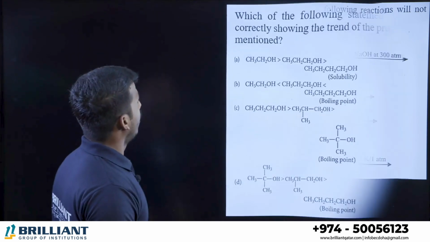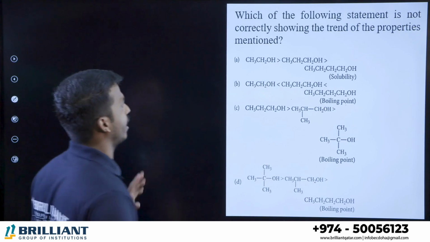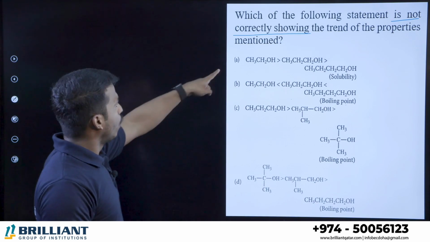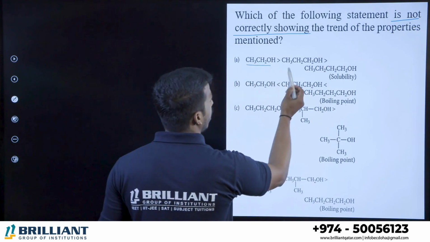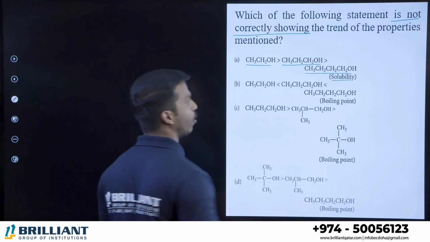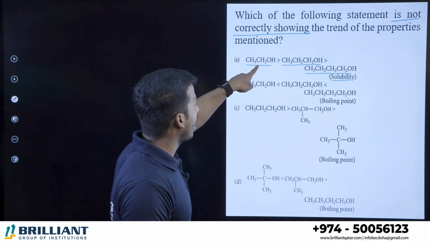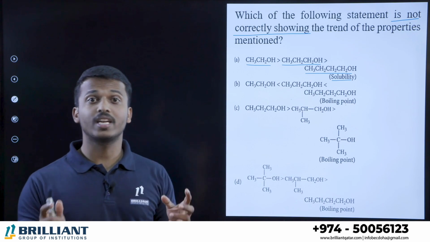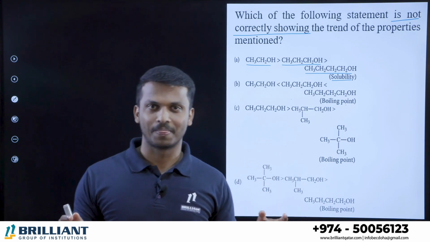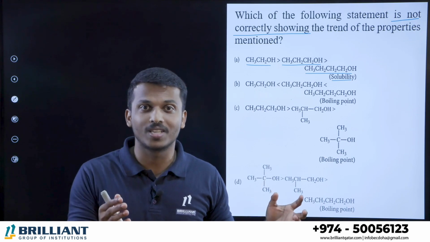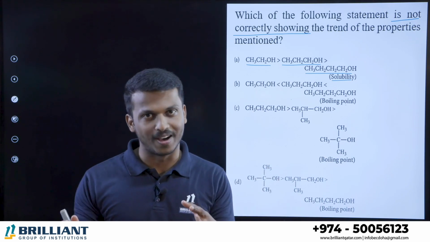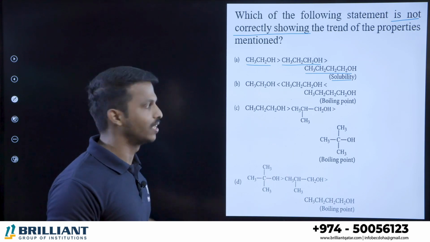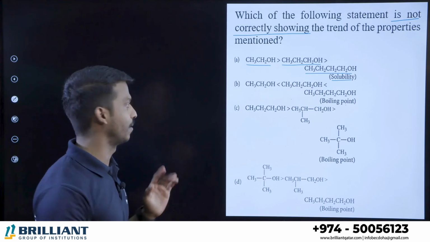Next one. Which of the following statements is not correctly showing the trend of the properties? Be very careful. Option A: ethanol, propanol, butanol. Solubility order is given. They are saying that ethanol has very high solubility compared to butanol. Is it correct? Yes. Because we studied that as the carbon number increases, solubility decreases, because hydrocarbon chains are non-polar. Water is polar. So as the number of carbons increases, solubility decreases. Correct statement. But the question is, which is not correct?